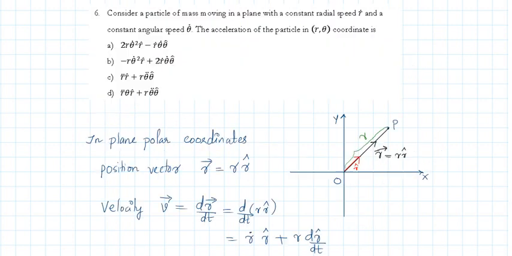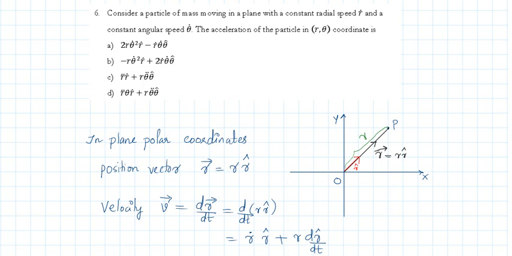Okay. Now coming to the next question. Consider a particle of mass m moving in a plane with a constant radial speed r dot and a constant angular speed theta dot. The acceleration of the particle in r theta coordinate is. R theta coordinate means plane polar coordinates. In plane polar coordinates, what is the acceleration?